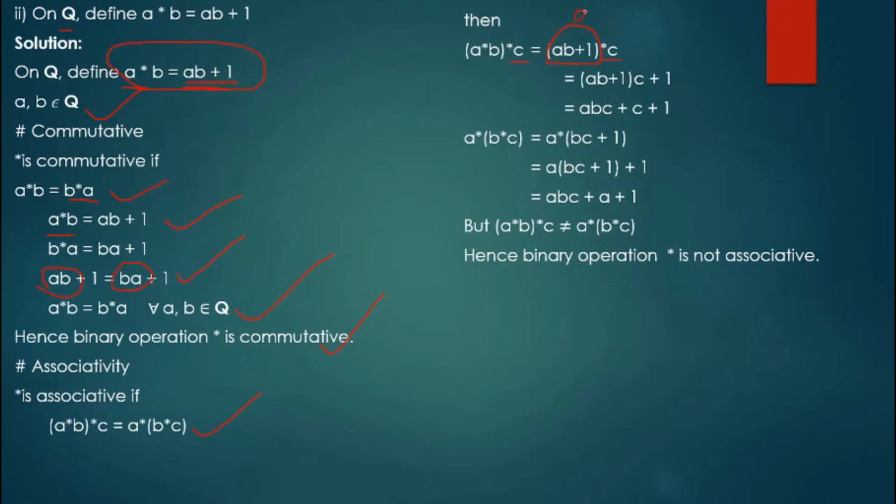Now this is A and this is B. Again we apply the definition from the question. What is A now? A is AB plus 1 and B is C. So I write here C, that is (AB plus 1) star C. Now what we do is multiply C in the bracket. So we get ABC, that is C into AB plus C into 1, C plus 1.